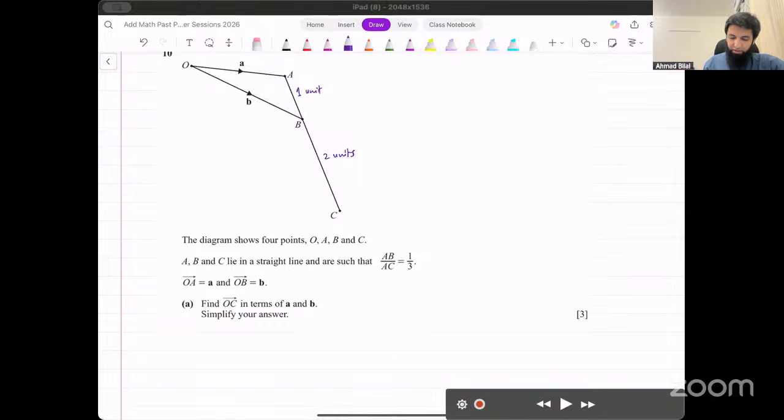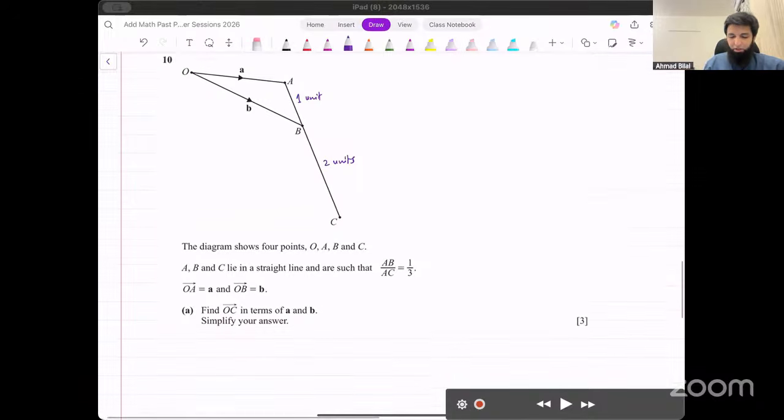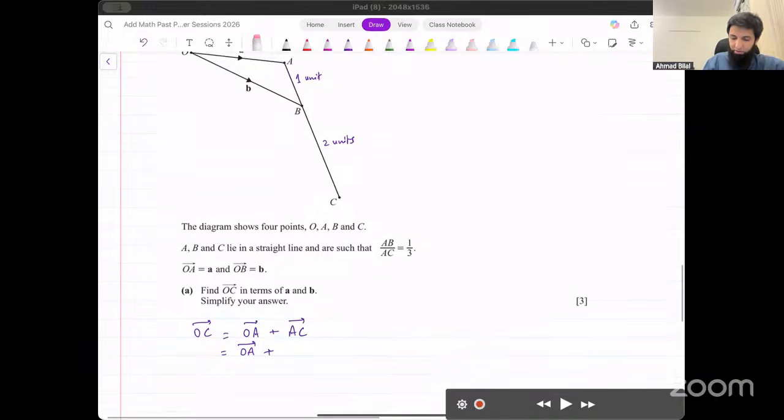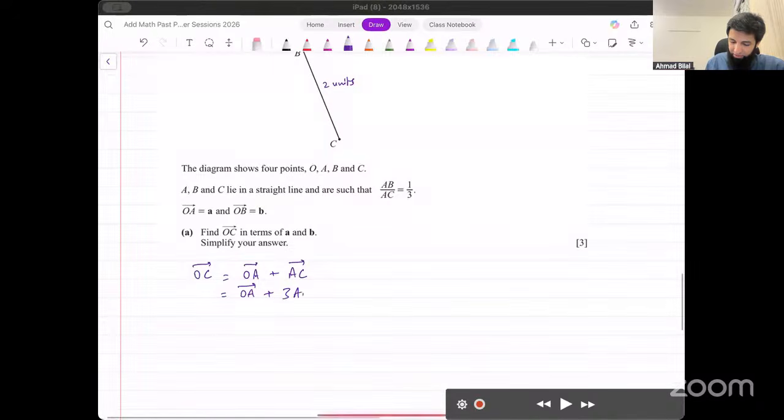First of all, they're saying find OC vector. OC vector, we could say on that diagram, we could go from O to A and then from A to C. Now, OA is known, that is just A. Let's just keep it as it is for now. AC, however, we can say is 3 times AB, right? AC vector is 3 times AB vector given this ratio.